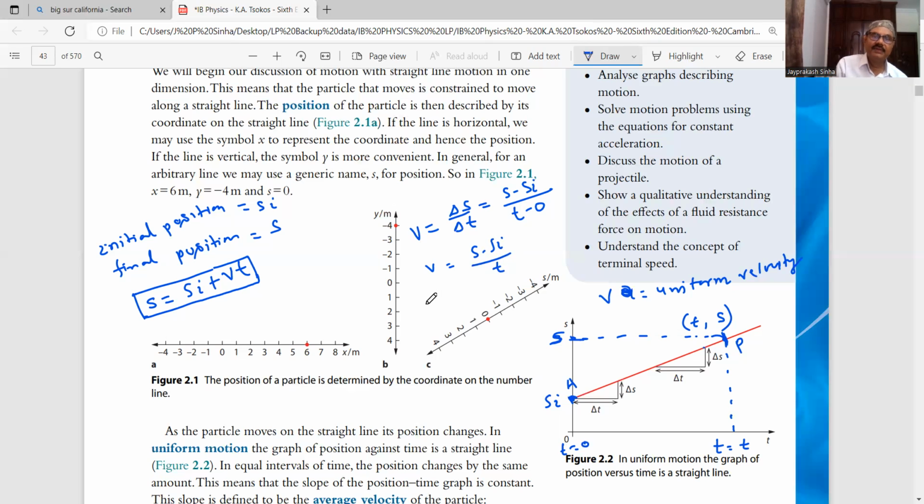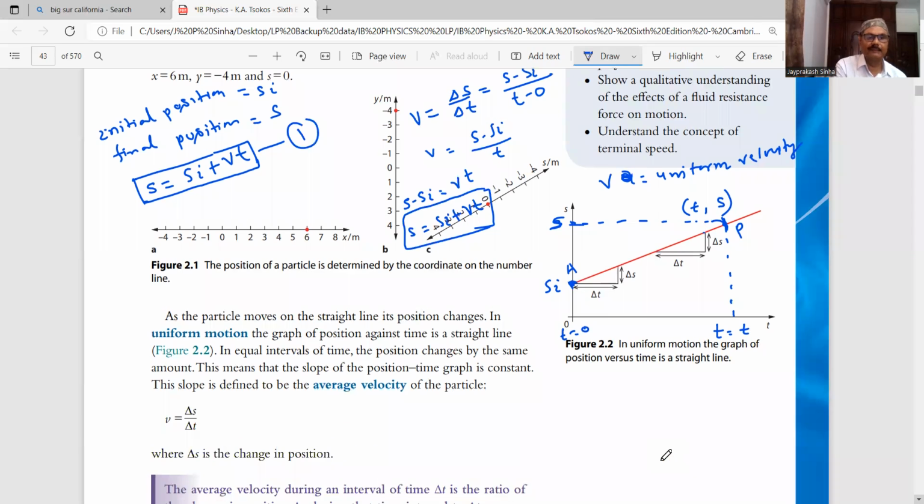So we can write it as v is equal to S minus SI upon t. That will become S minus SI is equal to Vt. Correct? Means S is equal to SI plus Vt. We got it. Correct? So this is your first equation of motion. S is equal to SI plus Vt, where S is the final position, SI is the initial position, V is the uniform velocity, and t is the time. Correct? Now we are going to derive other equations of motion.